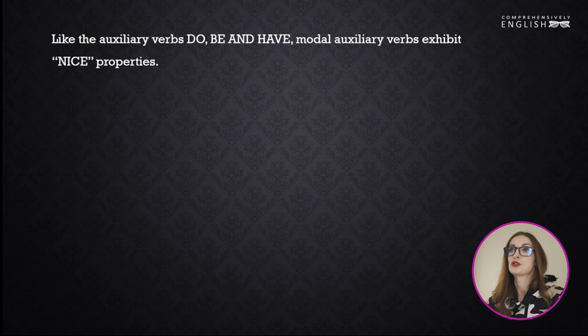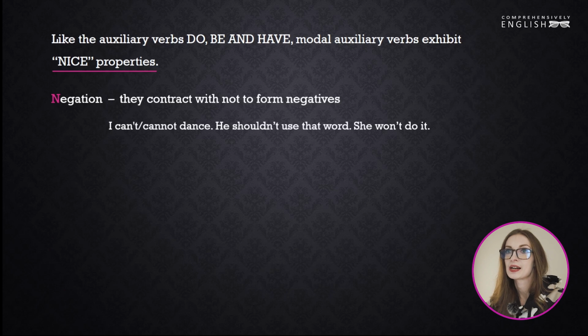Like the auxiliary verbs do, be, and have, modal auxiliary verbs exhibit NICE properties. What do we mean, NICE? NICE is an acronym for negation, inversion, code, and emphasis. So NICE, negation: they contract with not to form negatives. I can't or I cannot dance. She shouldn't use that word. She won't do it. Inversion.